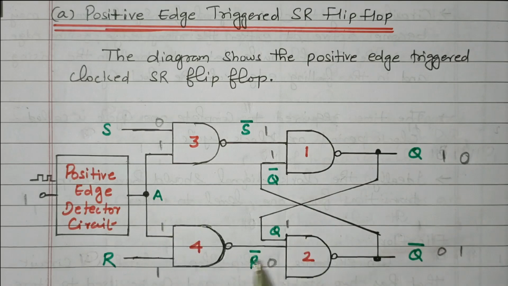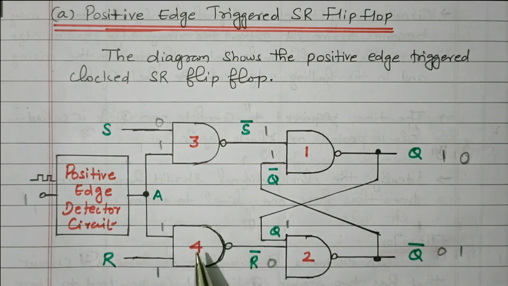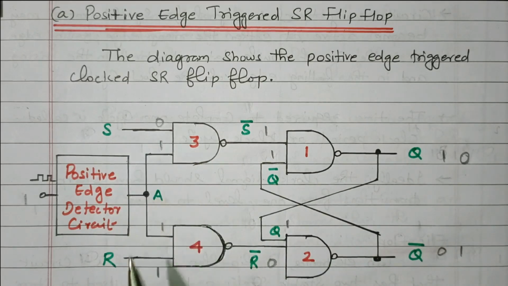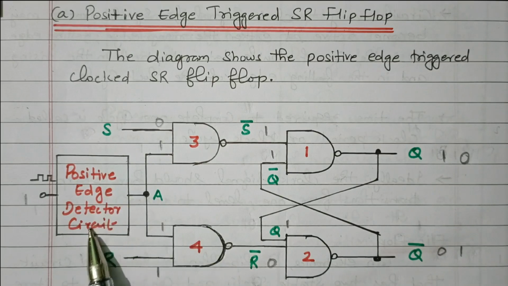So we have 4 NAND gates available. This is 1, 2, 3, 4. In NAND gate 3, the S input is given, the set input. In NAND gate 4, the R input is given, reset. This positive edge detector clock pulse is given to both 3 and 4.